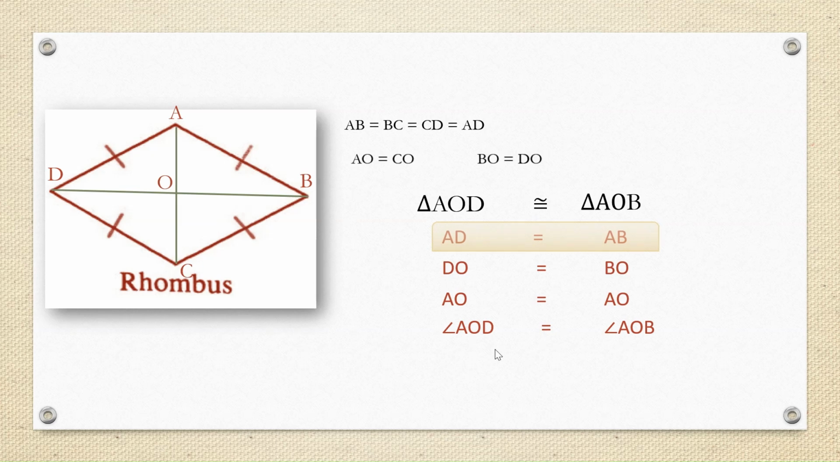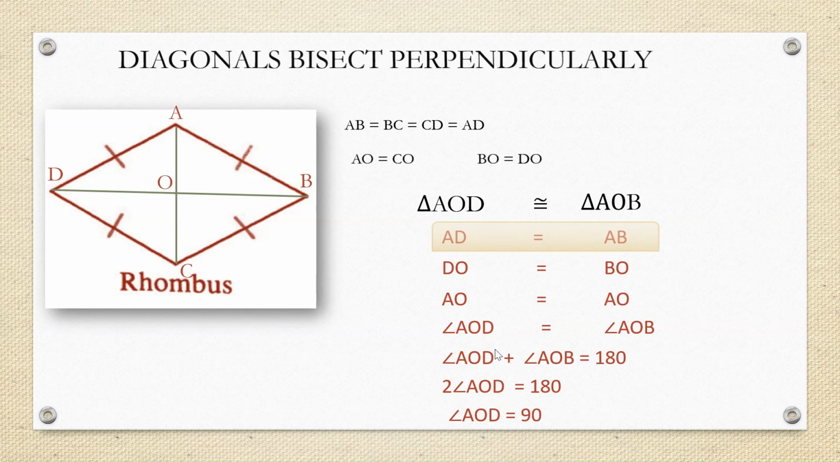Now from the figure we can see that these two angles form a linear pair. Linear pair means the sum of the angles will be equal to 180. And we also know that these angles are equal. On substituting that, we will get each angle equal to 90 degrees. As this angle is 90, we can tell that both the diagonals are perpendicular to each other. Hence, we have proved that diagonals in a rhombus bisect perpendicularly.